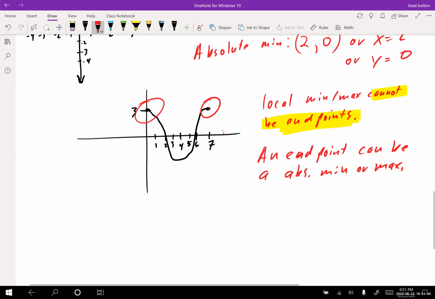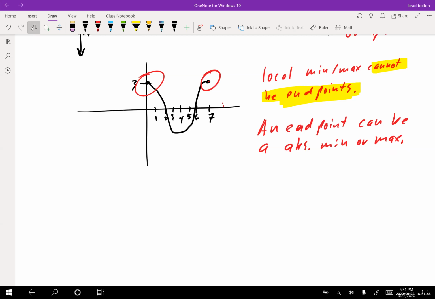So in this particular case, we would say that there are 2 absolute maxes. One is at 0, 3, and the other point is 7, 3. So they both have a height of 3. That means that they're both the highest point on this graph. That means they are the absolute maxes. So you can have more than one absolute max, but they better both have the same y value.